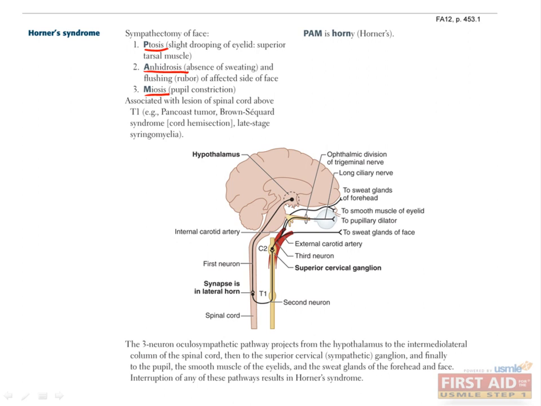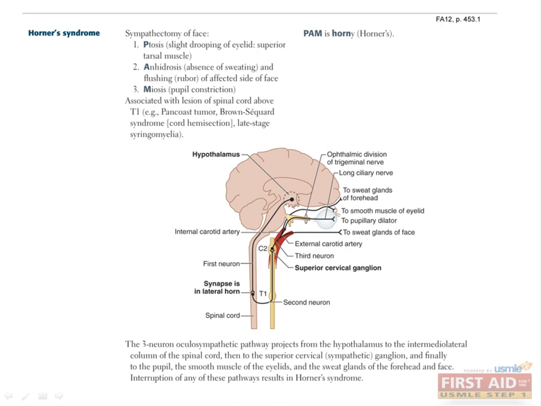The first neuron of the sympathetic pathway originates in the autonomic regulatory nuclei in the hypothalamus. The tract descends to T1 and T2 in the intermediolateral cell column. The preganglionic neurons exit at T1 and T2 and ascend up the vertebral chain to the superior cervical ganglion. The third neuron then travels with the carotid plexus along the internal carotid artery to reach the facial muscles.